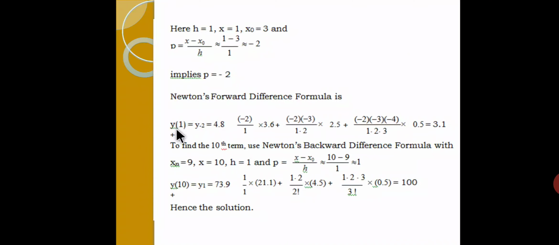So now we have to find the last term of the table. To find the 10th term we use Newton's backward difference formula, with xn is equal to 9, x is equal to 10, and their interval difference h is equal to 1, and p is equal to x minus xn by h. We get p value is 1.